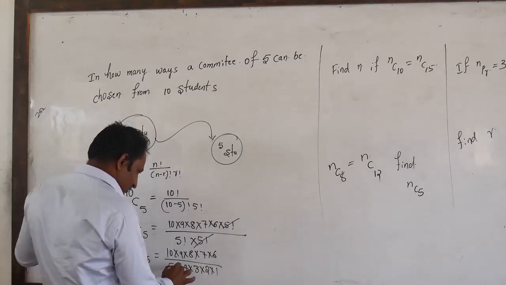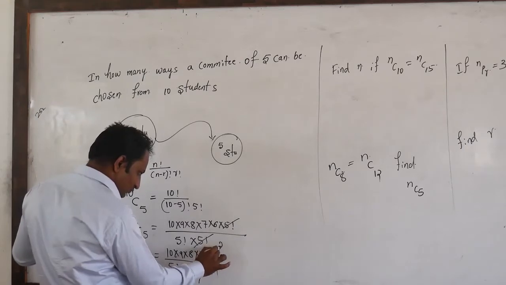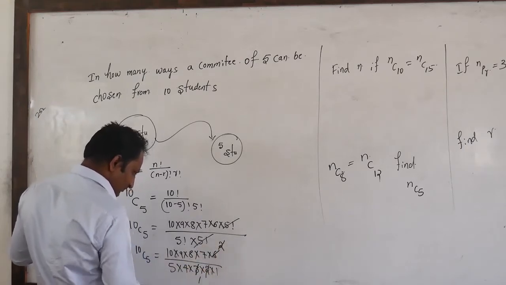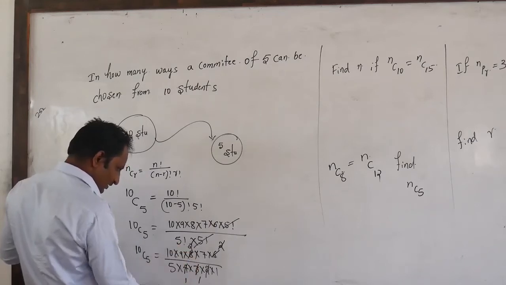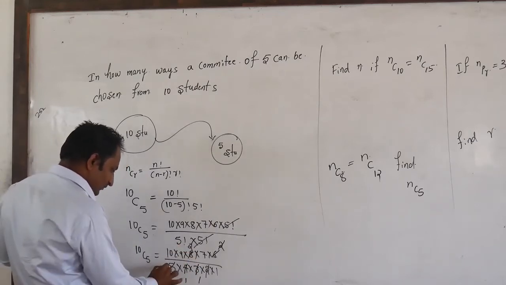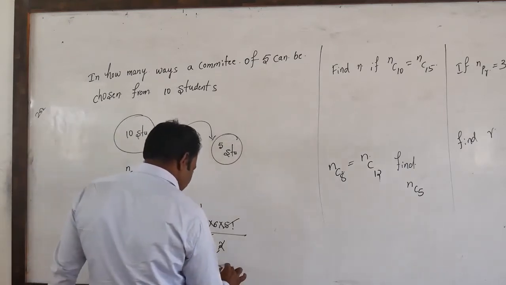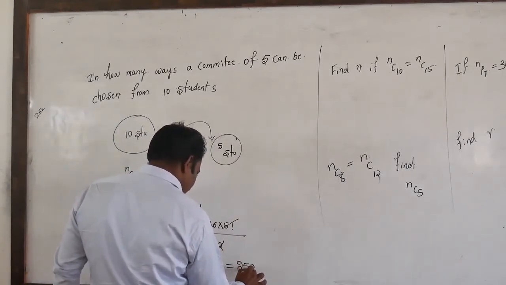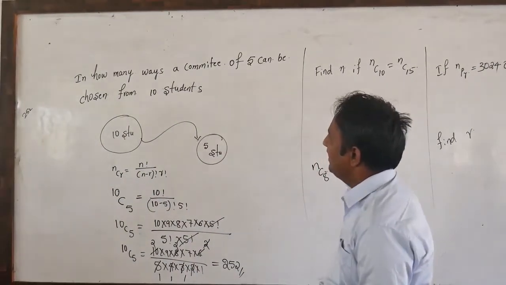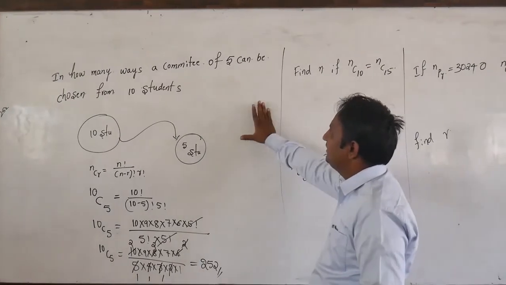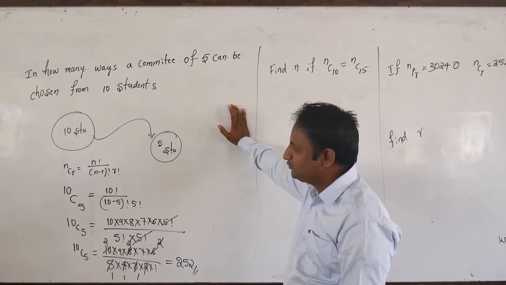Here 3 ones are 3, 2 twos are 4, 4 ones are 4, 5 ones are 5, and simplifying by cancelling, multiplying we get 252. This is our answer to how many ways a committee of 5 can be chosen from 10 students.